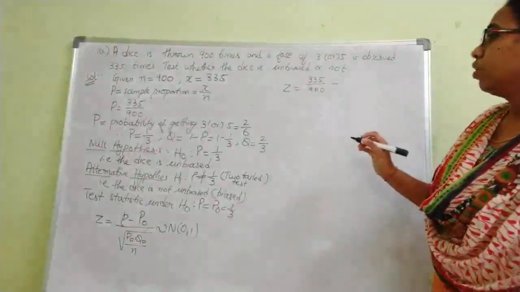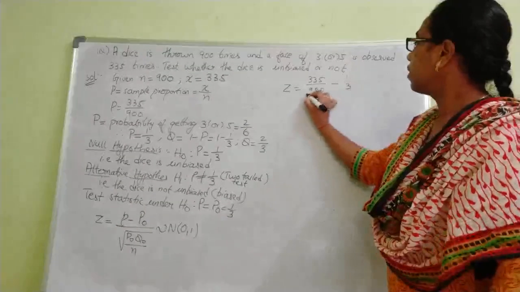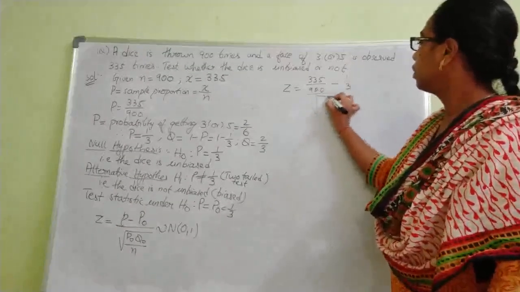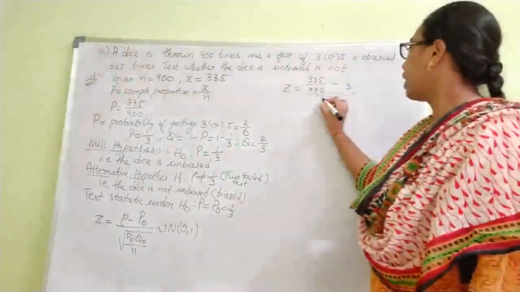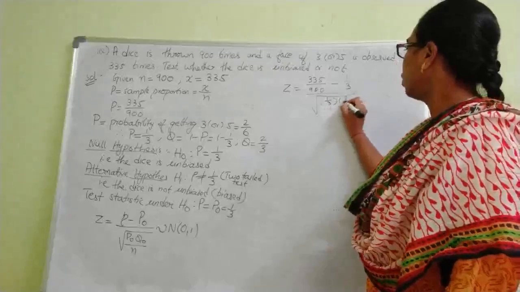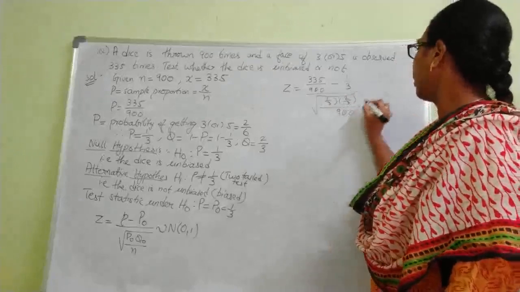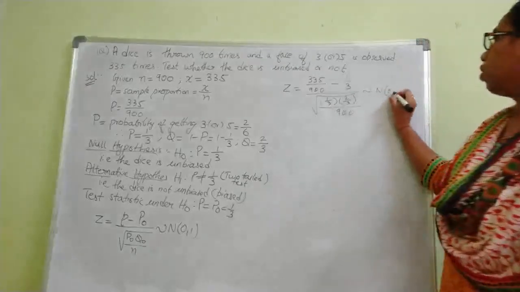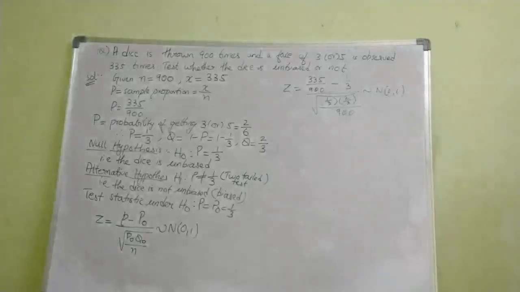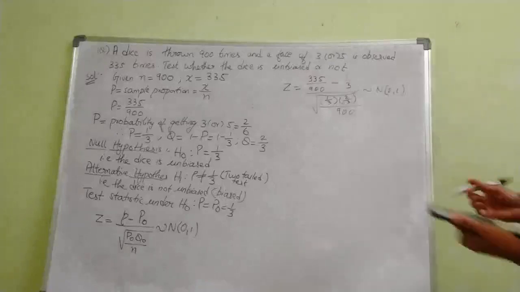Minus P naught. What is the P naught value? 1 by 3, divided by under root P naught Q naught by N. What is P naught? 1 by 3 into Q naught 2 by 3 divided by N. N value is 900, which follows the normal distribution with 0, 1. Now simplify this one, solve it.